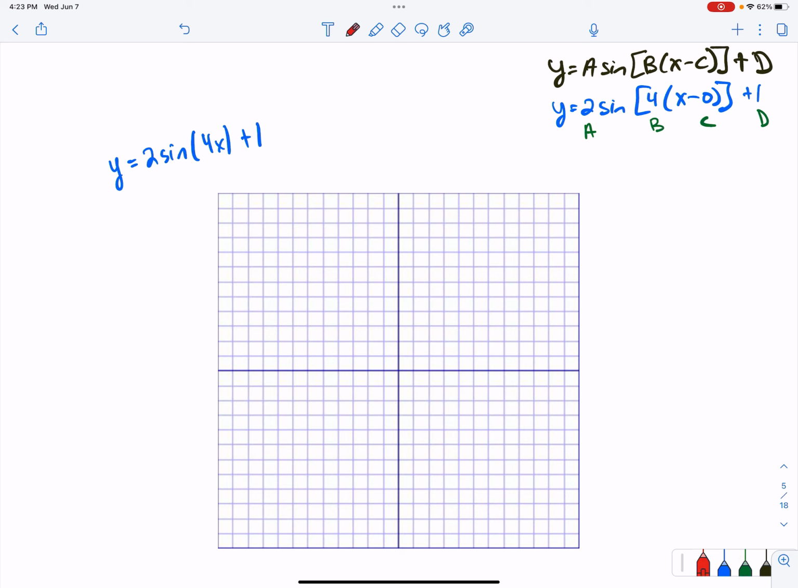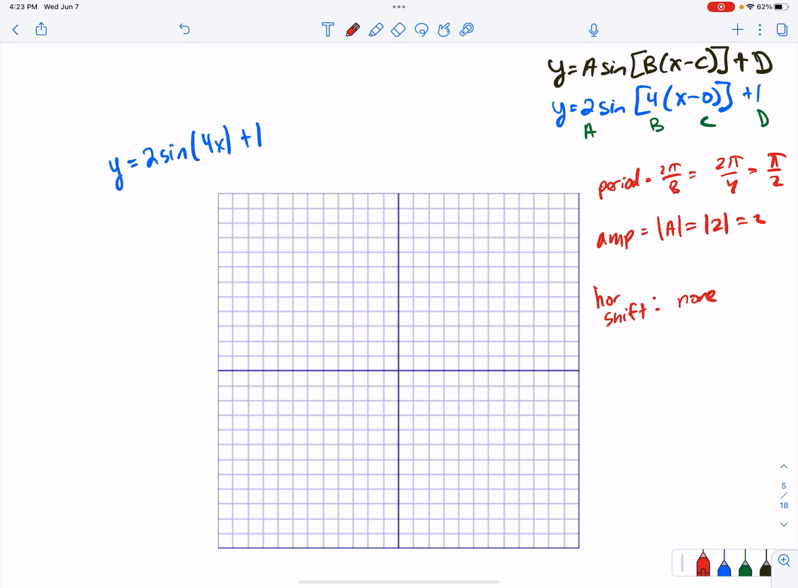Okay, so now let's go through and get all the information. So the period length is 2 pi over b. So this is 2 pi over 4, which is pi over 2. The amplitude is the absolute value of a. So that's the absolute value of 2, which is 2. The horizontal shift, there's none, because that's the c value.